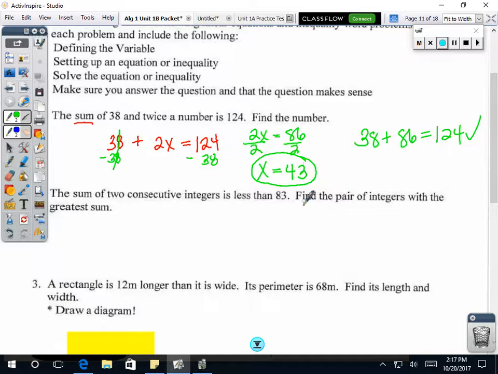Do you see how, even if you're struggling with creating the equation and solving it, if you look at your 4 answer choices, you can just take each choice, double it, and then add it to 38 and see which one gives you 124?